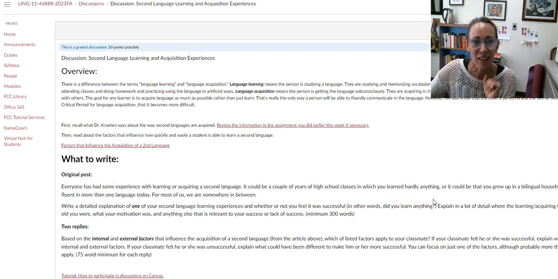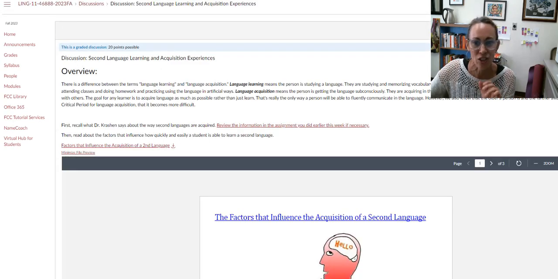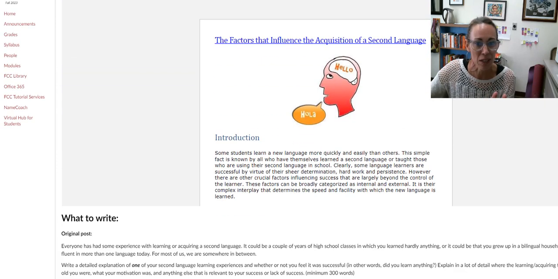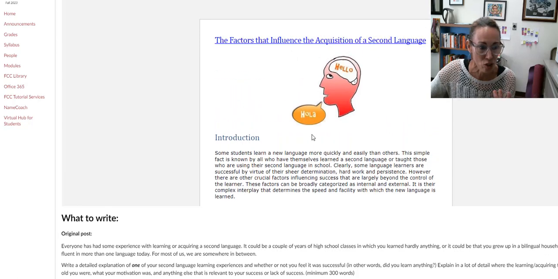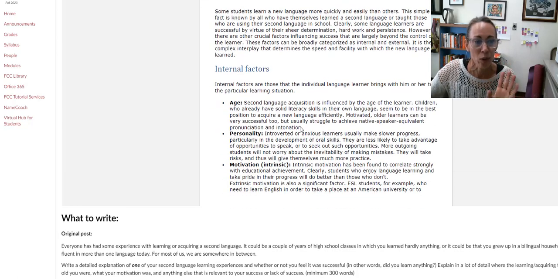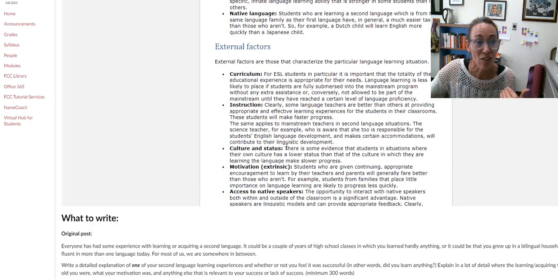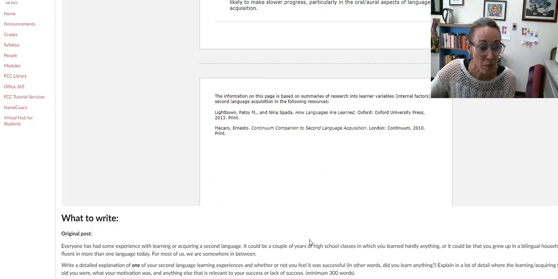And then the last one is a discussion, so just one discussion this week. And this is a really great discussion because I'm asking you about your experience, and we're going to apply some of what we know about second language acquisition theory to it. So read about this. There are internal factors that determine whether or not a student is going to be a successful language learner or not. And then there are some external factors. So read all about those.